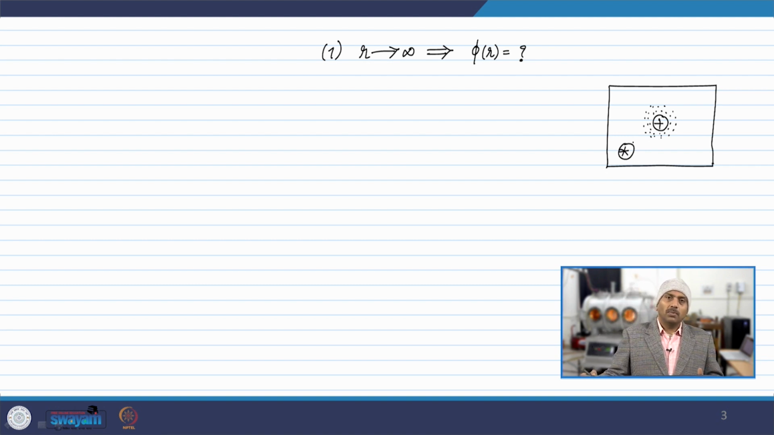What it means is that plasma, by the means of its collective behavior, has an ability to shield this positive charge or to make this positive charge invisible for most of it.